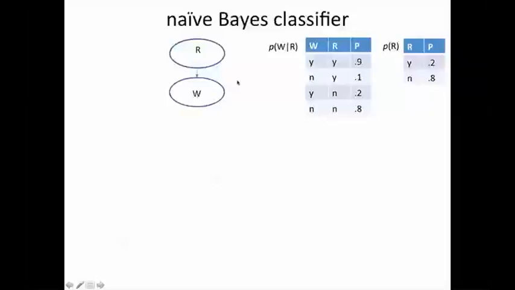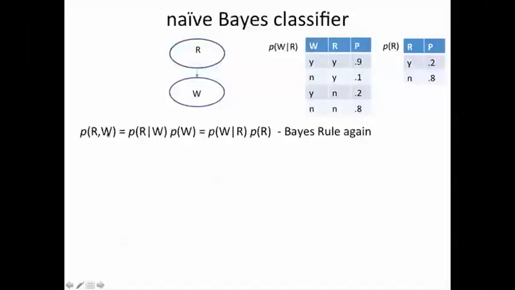Now if we have just this one feature, our Bayes rule gives us the fact that the joint probability of R and W can be factored in two ways, as the probability of R given W times the probability of W, or this conditional probability times the prior probability of R.